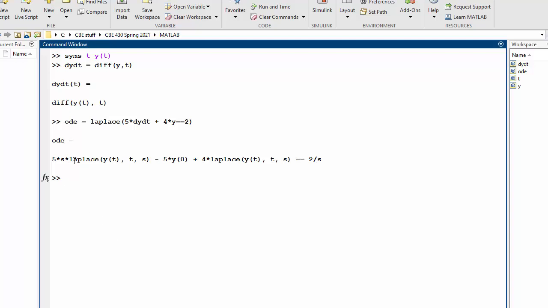Now you need to know something about how MATLAB displays the Laplace transform. We would call this capital Y(s), but MATLAB is much more explicit. It says that this is the Laplace transform of y(t), assuming that t is the independent variable in the time domain and s is the independent variable in the Laplace domain. Similarly, this is also capital Y(s). So you and I might write this equation using capital Y(s) for the Laplace transform of y(t).